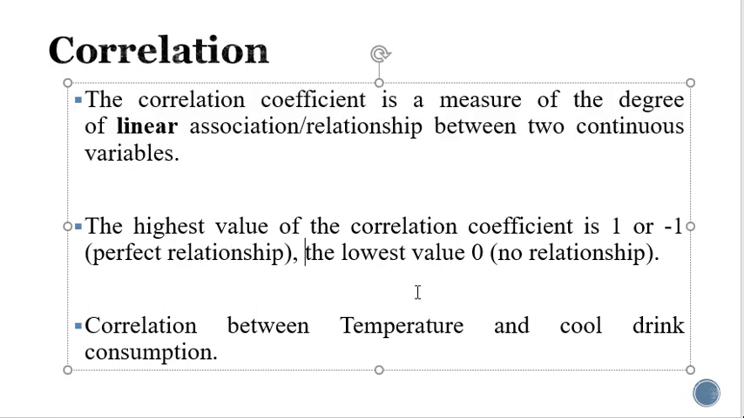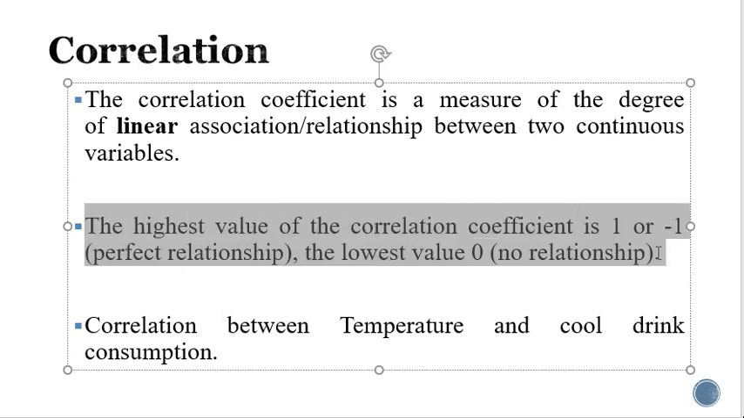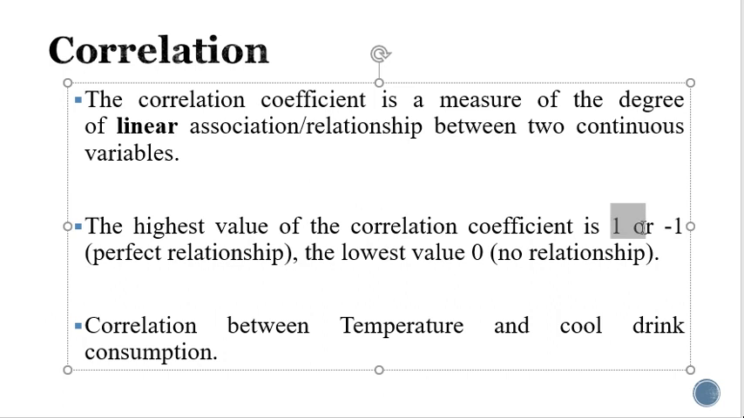So correlation, Pearson correlation, small r, value varies from +1 to -1. When the Pearson correlation value is 1, it is called perfect relationship, and -1 it is called perfect negative relationship. And when the value of correlation r is 0, that indicates there is no relationship between two variables.